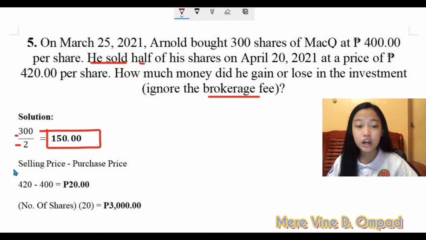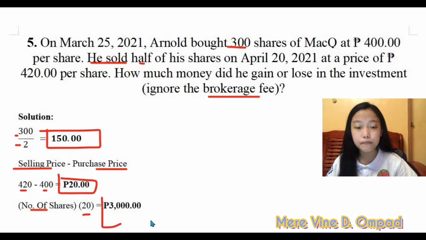And I subtract the purchase price from the selling price, which is 420 and 400, which results to 20 pesos. And then I multiply his number of shares, which is 300, by 20 pesos, and the result is 3,000 pesos, which means 3,000 is the amount of money that Arnold gained in the investment, ignoring the brokerage fee.